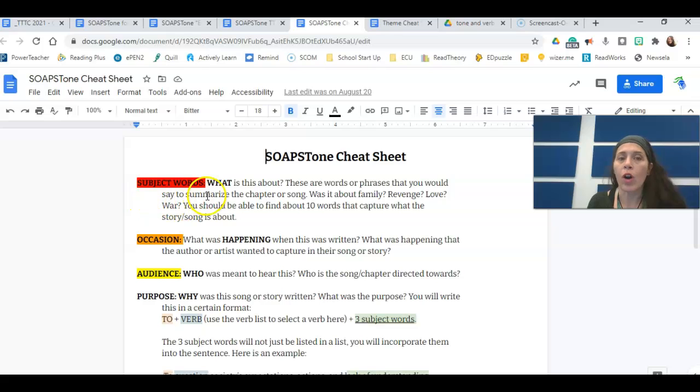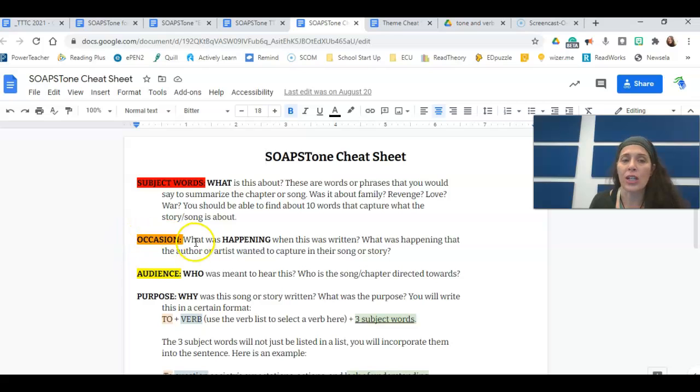Subject words. What are subject words? Well, that's what is the story about? What words or phrases pop into your mind? You should be able to find about 10 words that capture what the story or the song or the chapter or the book is about. They're single words. Family, love, revenge, right? Vengeance, whatever it might be, that is what you're doing for subject words.